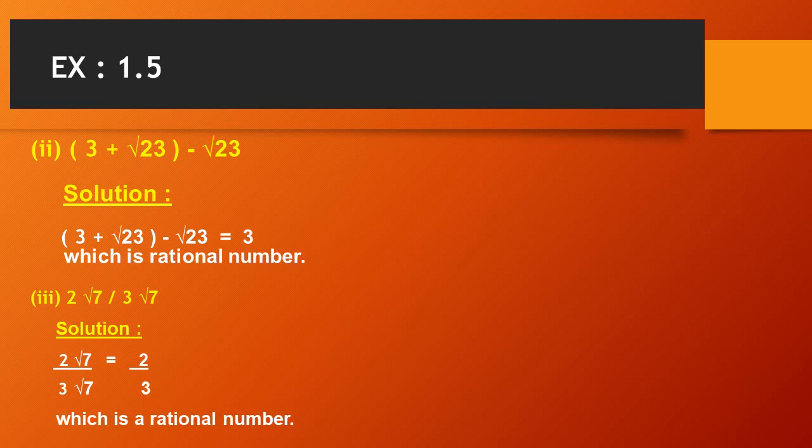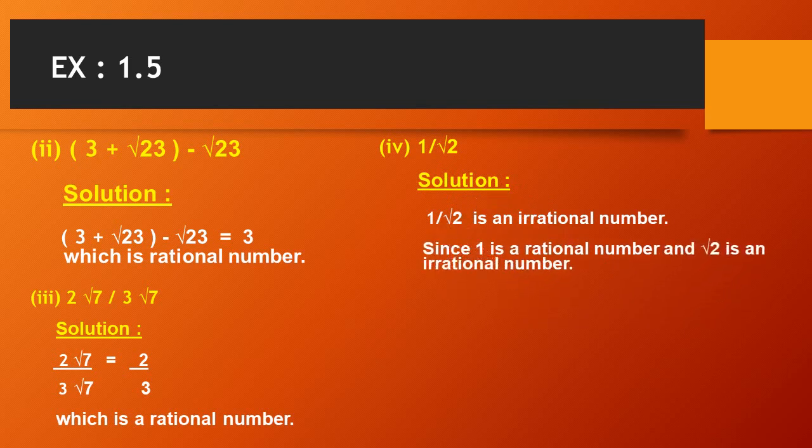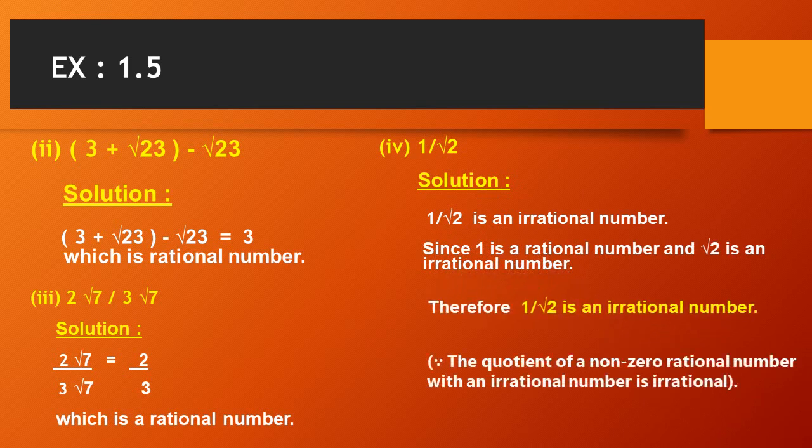Now we can start the fourth question, 1 by root 2. Solution. 1 by root 2 is an irrational number since 1 is a rational number and root 2 is an irrational number. Therefore, we can conclude that 1 by root 2 is an irrational number, since the quotient of a non-zero rational number with an irrational number is irrational. And students, please try the fifth question as a home assignment.